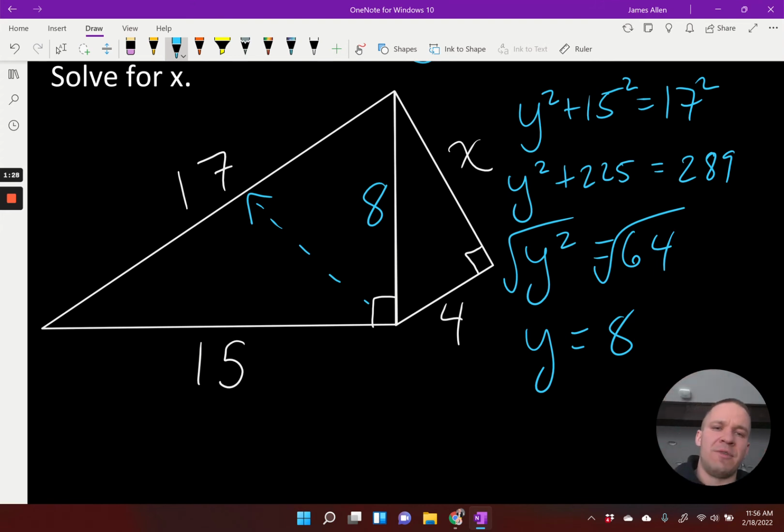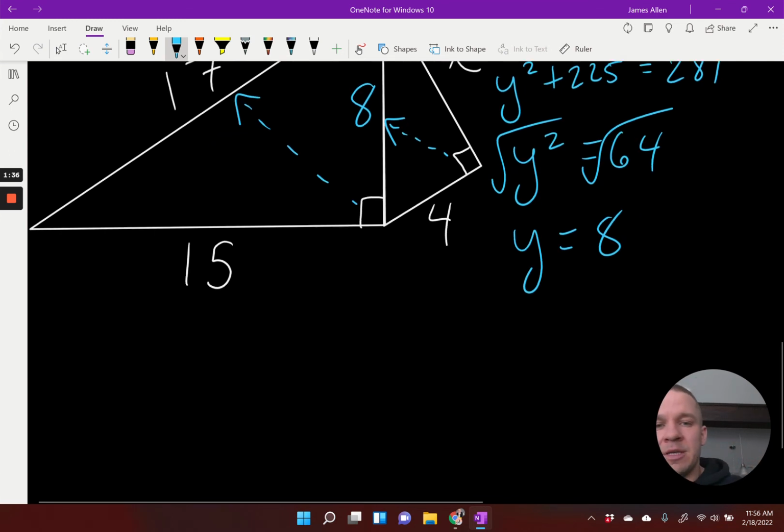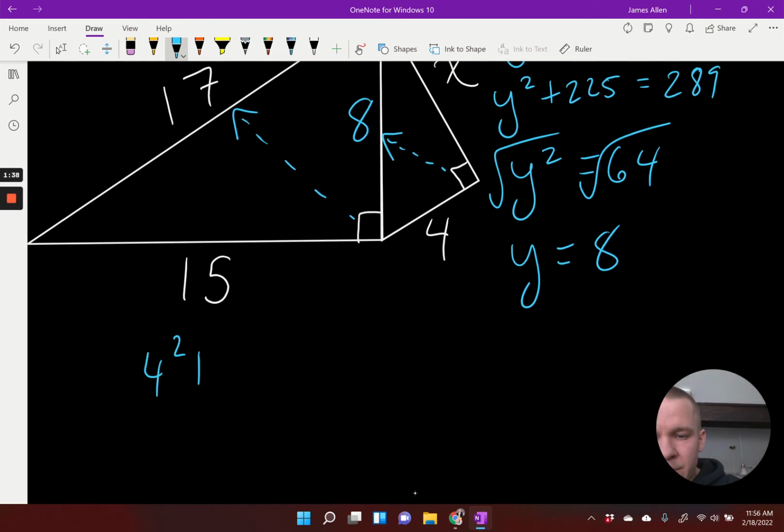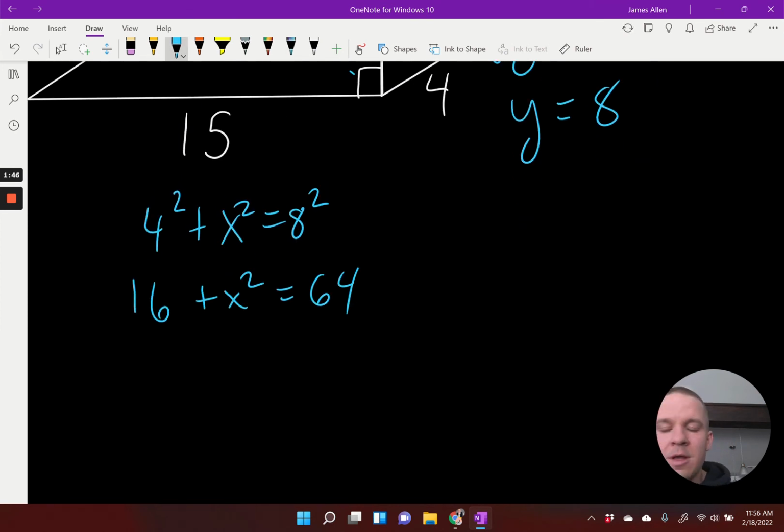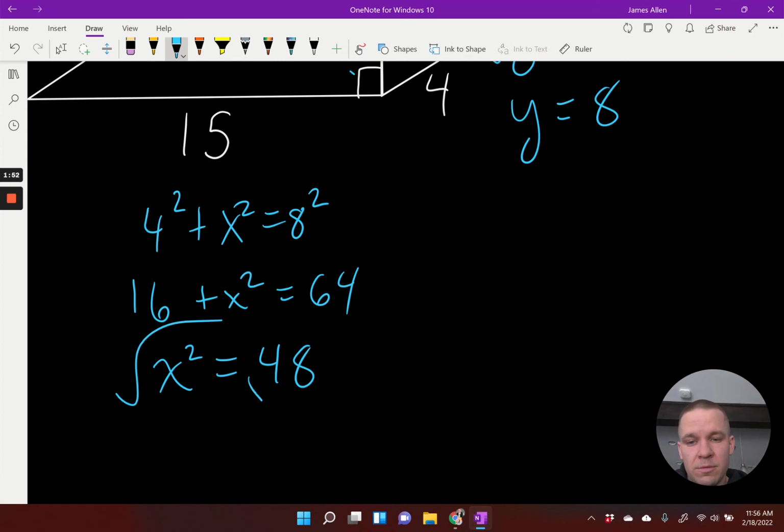Next up, we got to solve this other right triangle. Now, that 8 is my hypotenuse because it is across from the right angle, right? My x is a leg, and my 4 is a leg. So I'm going to set up 4 squared plus x squared is equal to 8 squared. And now we're going to solve it. All right, so I've got 16 plus x squared is equal to 64. I'm going to subtract 16. So I got x squared is equal to 48, and I got a square root.